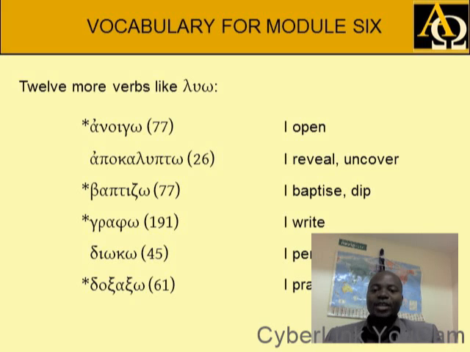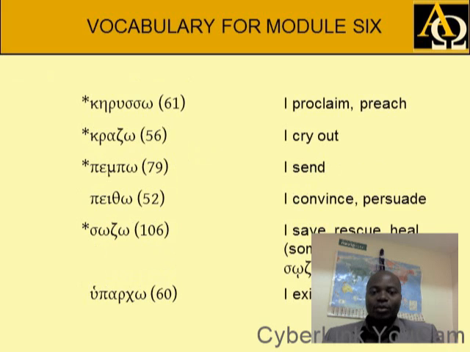Anoigo, I open. Apocalypto, I reveal, I uncover. Baptizo, I baptize, I dip. Grapho, I write. Dioko, I pursue. That's where you get the word persecute. Doxazo, I praise. Keruzo, I proclaim, preach. Krazo, I cry out. Pempo, I send. Peitho, I persuade. Sozo, I save, rescue, heal.